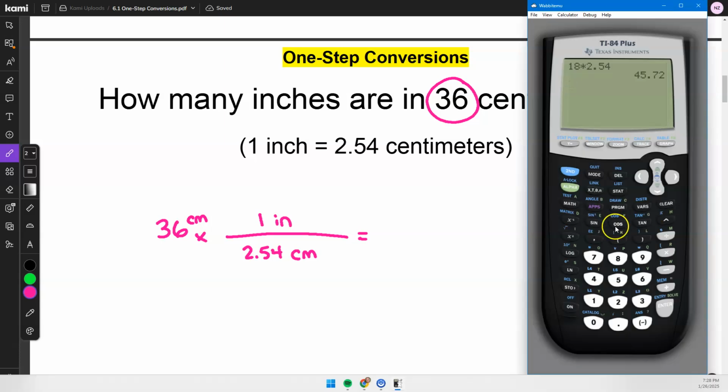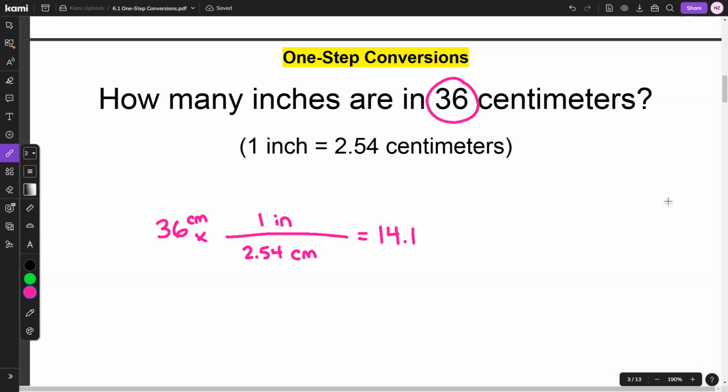So the math is going to be a little bit different here. Instead of multiplying, I'm going to divide. So 36 divided by 2.54 gets me 14.17 inches. Well, how do I know it's inches and not centimeters? Well, the question's asking for inches, but I want to show you something. In the setup here, if you notice, I have centimeters in the numerator right here, and also in the denominator of my conversion factor. These units are going to cancel out. And all I'm left with are units of inches.